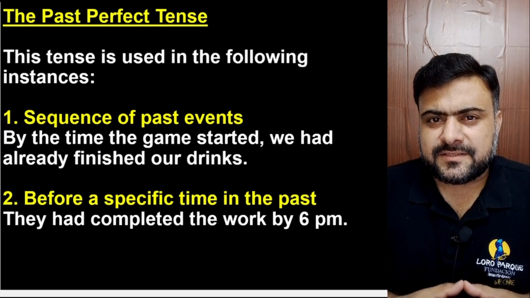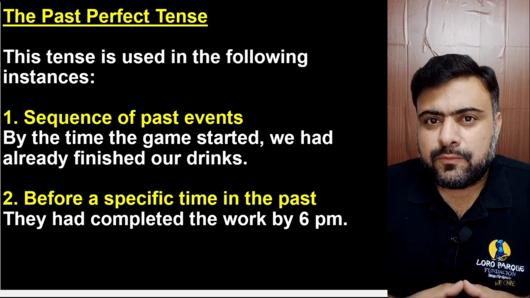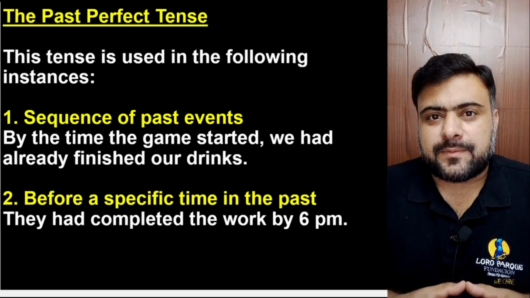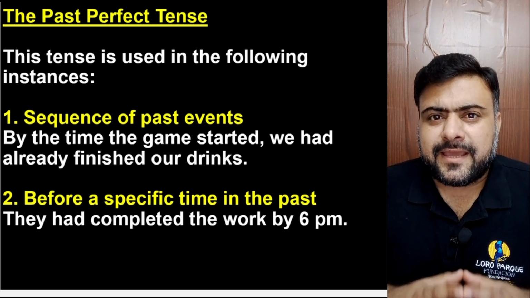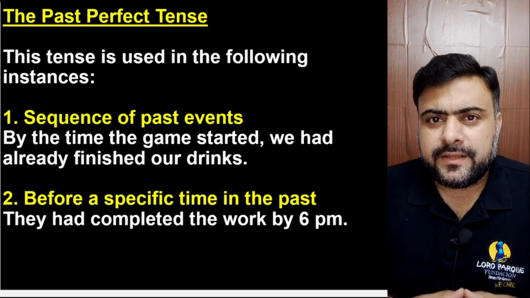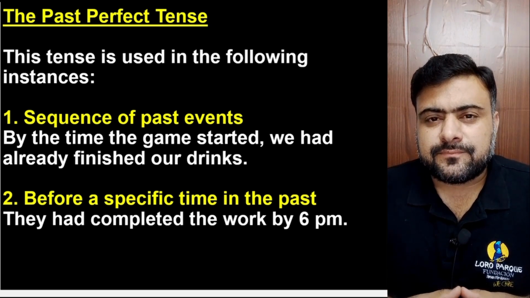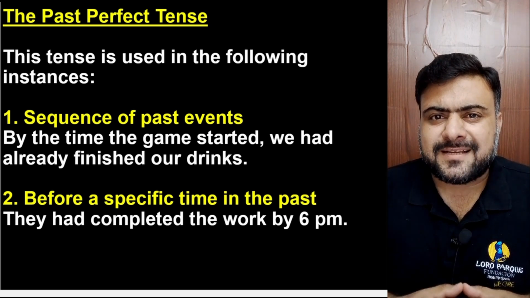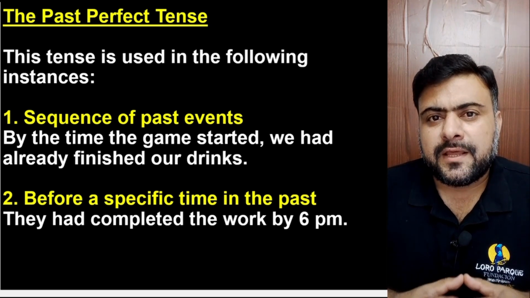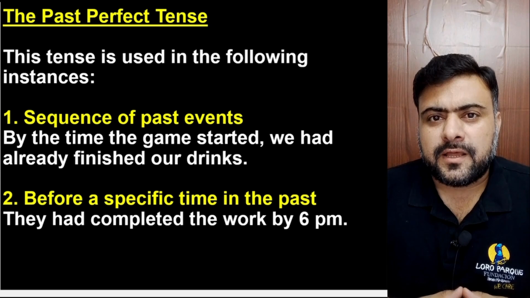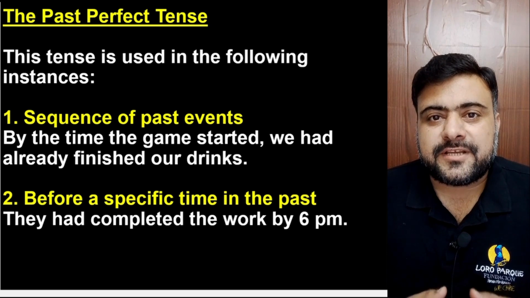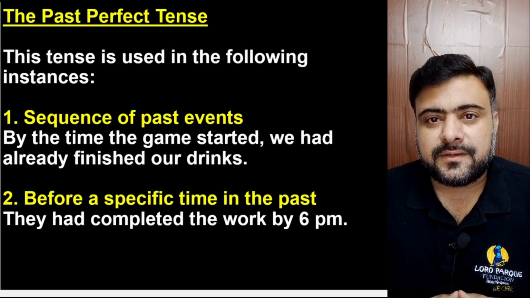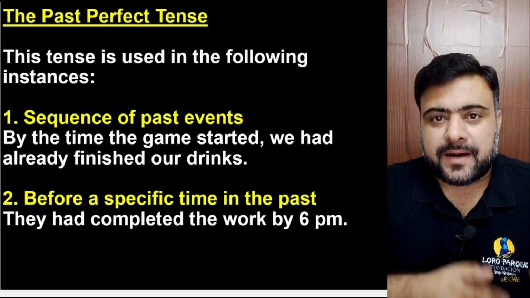The past perfect tense is used in the following situations. Number 1. Sequence of past events. For example, by the time the game started, we had already finished our drinks. Number 2. Before a specific time in the past. For example, she had completed her work by 6 p.m., meaning she had completed her work before 6 p.m. in the past. So it's the past of the past.